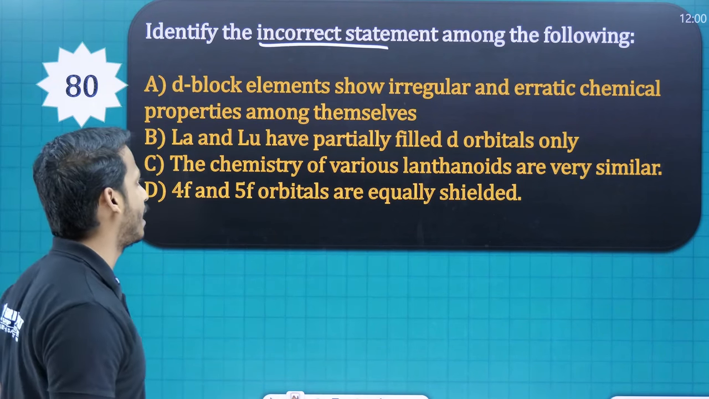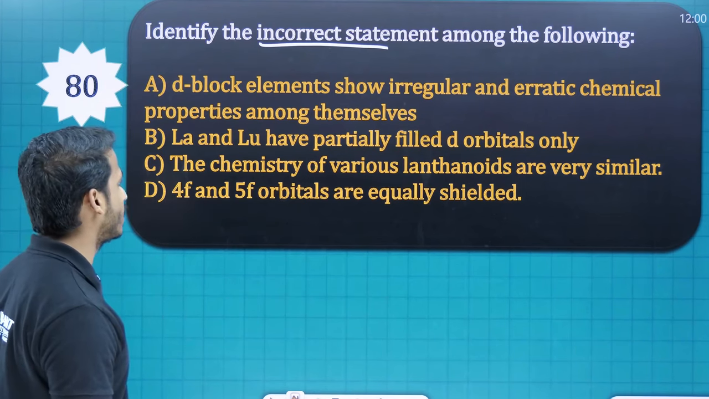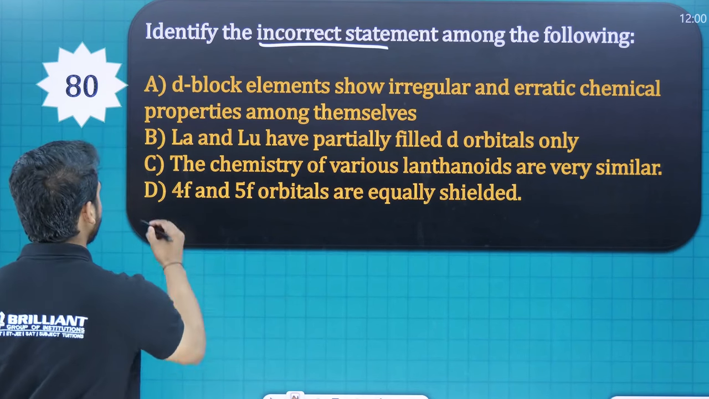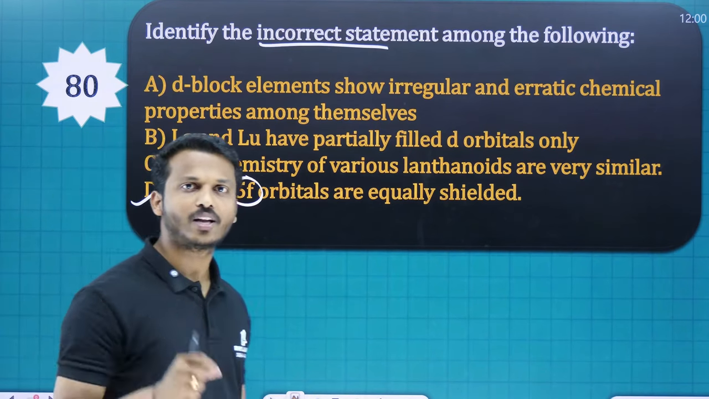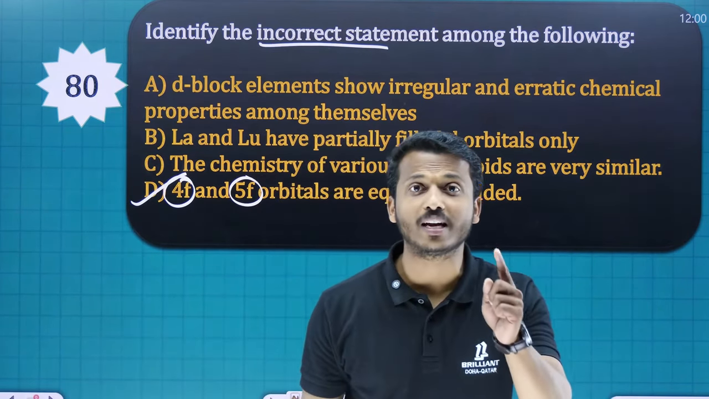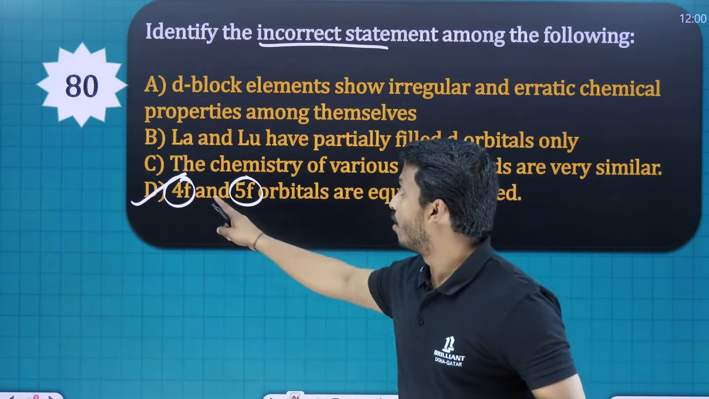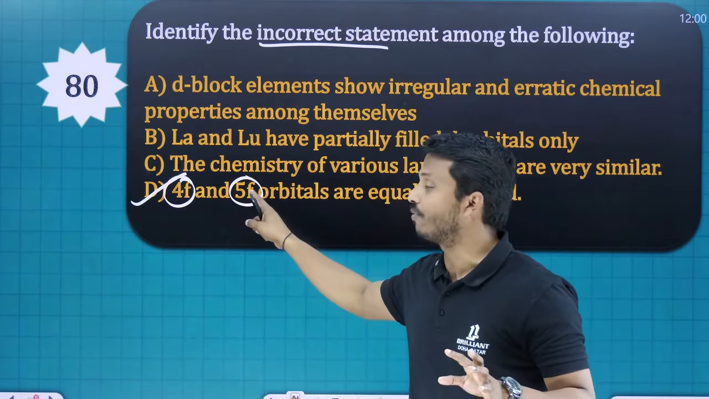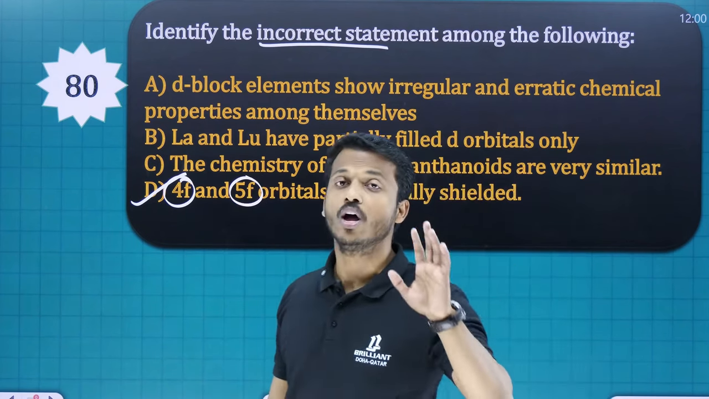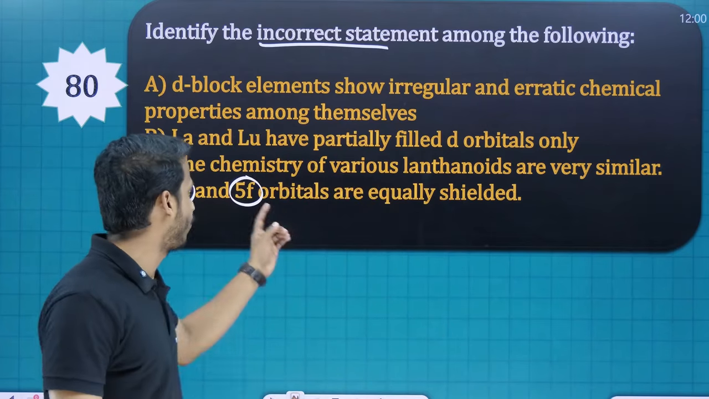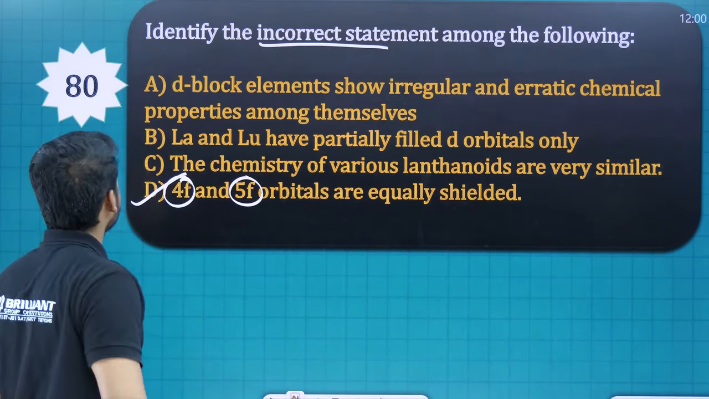The chemistry of various lanthanides is very similar. 4f and 5f orbitals are equally shielded. What is the answer? D. 4f and 5f, dear. 4f is lanthanoid, 5f is actinoid. Actinoid contraction is more than lanthanide contraction because of the very poor shielding effect of which one? 5f. 5f has a very poor shielding effect compared to 4f. Therefore, actinoid contraction is more than lanthanoid.